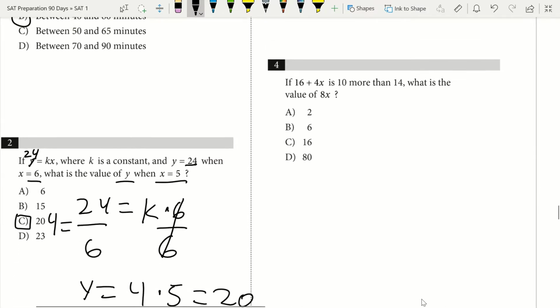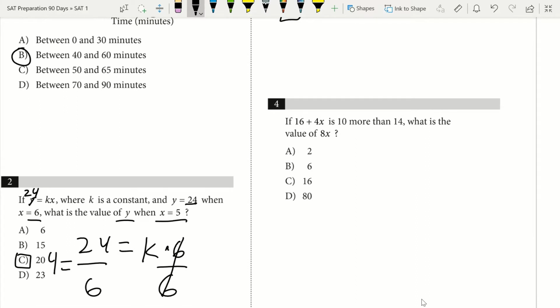Question 4: if 16 plus 4x is 10 more than 14. We're going to want to write this in equation form. So we have 16 plus 4x is 10 more than 14. It's 10 more than whatever 14 is, which means we have to add 10 to that 14. So 14 plus 10.